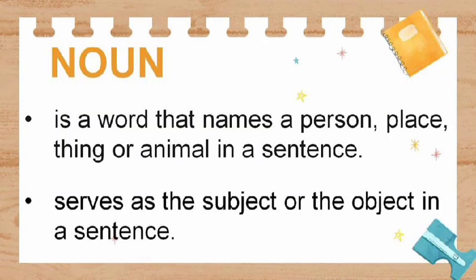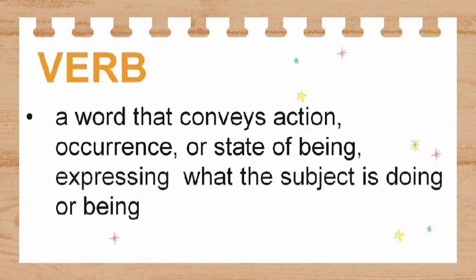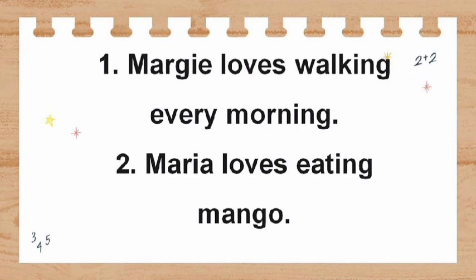I know, class, that you already have knowledge about nouns and verbs, but let's have a brief review of the definition of each and their roles in a sentence. So a noun is a word that names a person, place, thing, or animal in a sentence. It also serves as the subject or the object in the sentence. While a verb is a word that conveys action, occurrence, or state of being, expressing what the subject is doing or being. For example, we have here, Margie loves walking every morning.